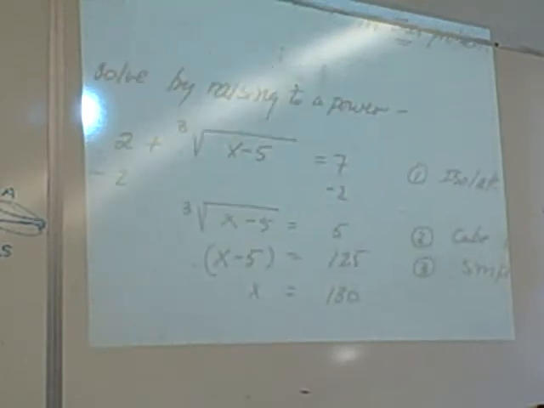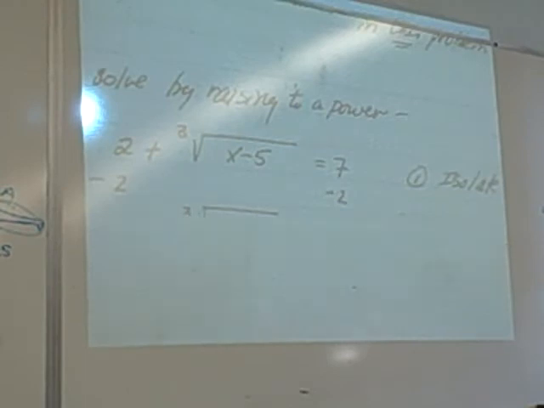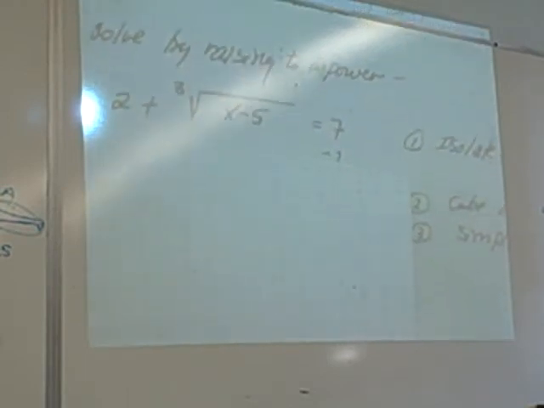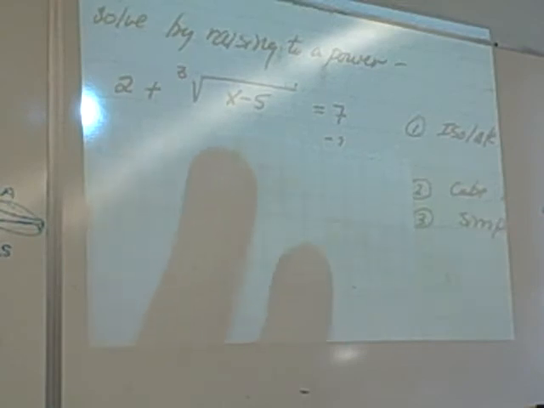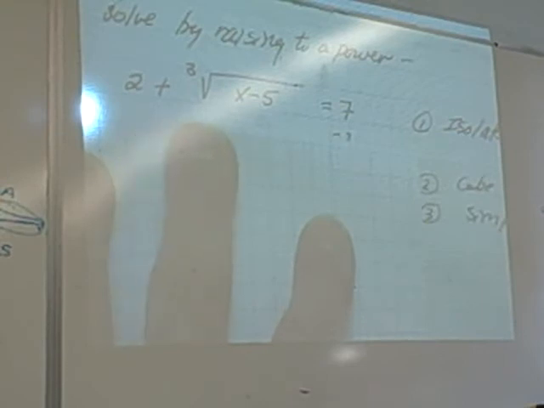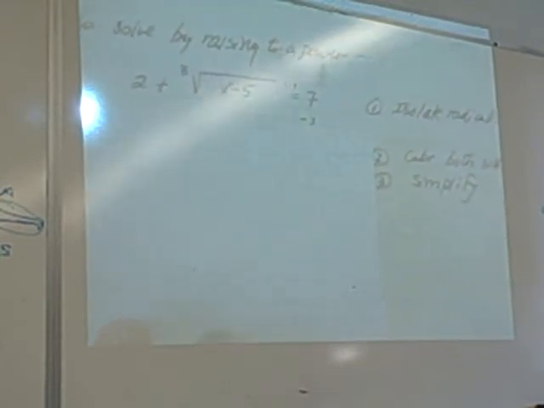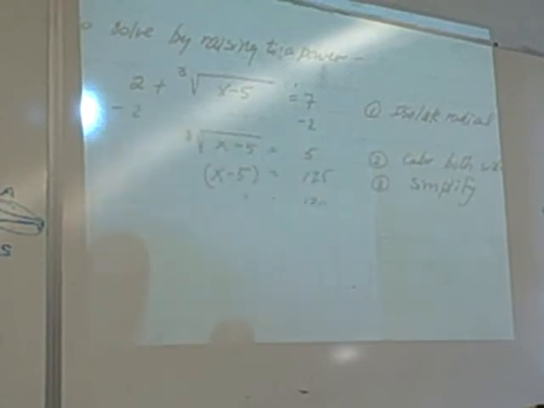What are these called? Radical equations. They're all involving a radical. Okay. And this one, you know what, we're going to run out of time, so these are in your textbook. Now I'm going to let you copy them from your textbook, but I want you to just see this. Okay, solve by raising to a power. Now in this case, same directions. I want you to isolate the radical. Okay, isolate the radical. So I'm subtracting 2 from both sides. And now I have the cubed root of x minus 5 equals 5.